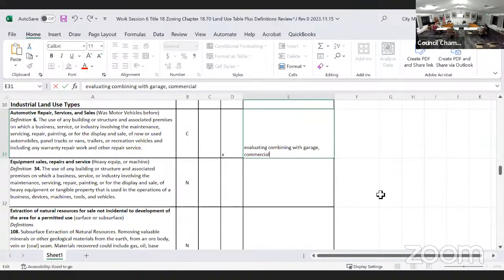It's not permitted in the commercial business district, and I do believe, if I was going to make an assumption, this is in here because it's more directly related to the industrial zone. Right, and much more permitting as soon as you bring paint into the equation. And it is listed under industrial land use types.